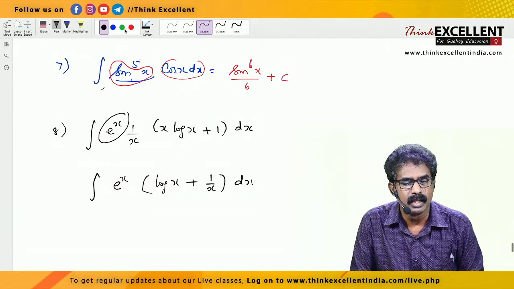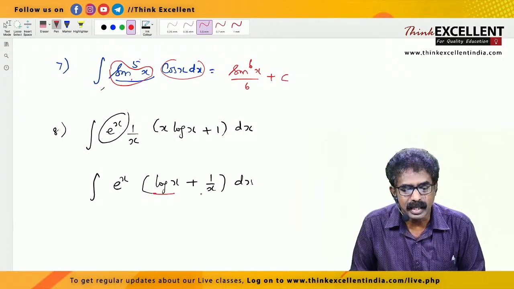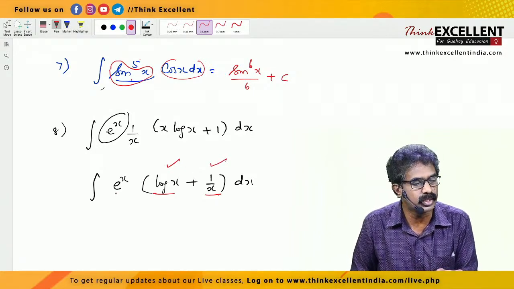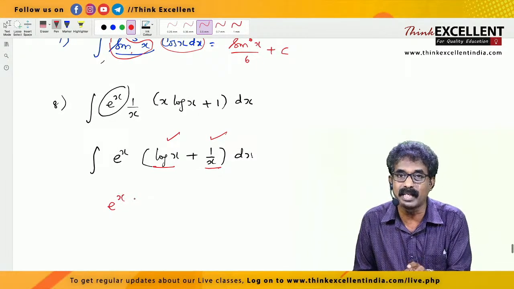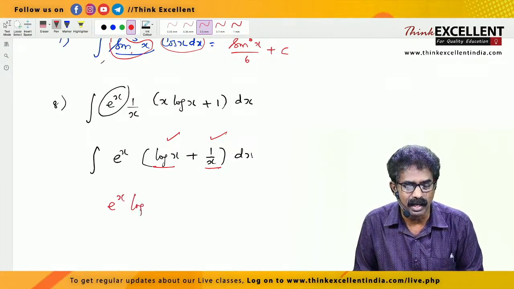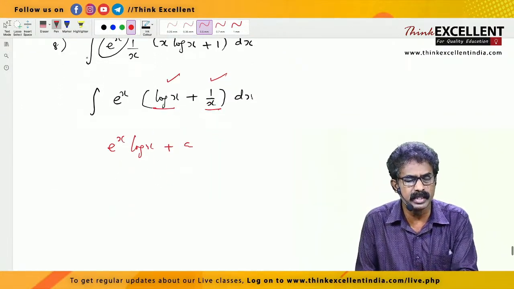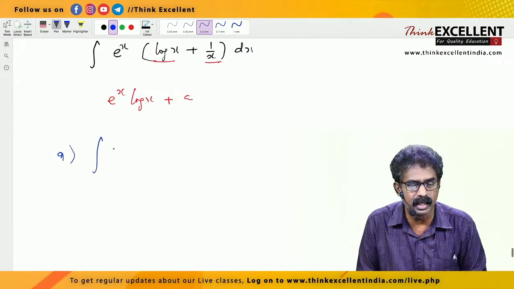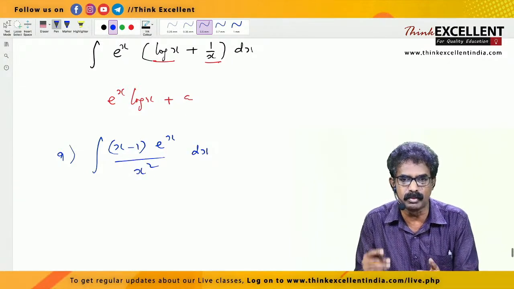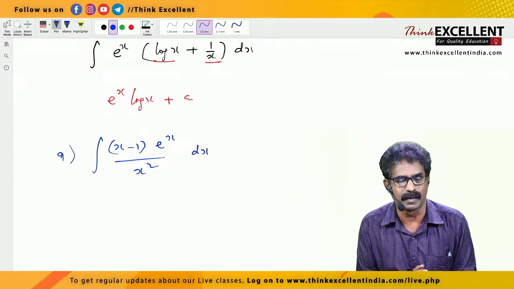Now listen. Log x. Log x derivative 1 by x. So this is our fx plus f dash x. So e raised to x into fx plus f dash x. So your answer is e raised to x into f of x. What is fx here? Log x plus c. So this is your answer. This is question number 8. Now question number 9. Integral x minus 1 into e raised to x by x square dx. To make it a little more thorough, I will give one more question.